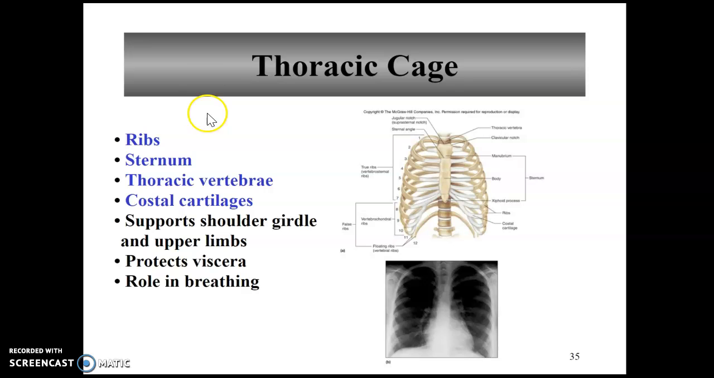Now attached to the vertebral column is your thoracic cage. Your thoracic cage includes ribs, all of your ribs, you have 12, your sternum, your thoracic vertebrae, that's what it's attached to, and that's why you have 12 thoracic vertebrae and you have 12 ribs, because those ribs are attached to the thoracic vertebrae. Now costal cartilage is the cartilage right here that's going to attach your ribs to your sternum, and its job is to support your shoulder girdle and upper limbs. It's also going to protect the viscera that's in here, the lungs and the heart and things. And it also has a role in breathing.